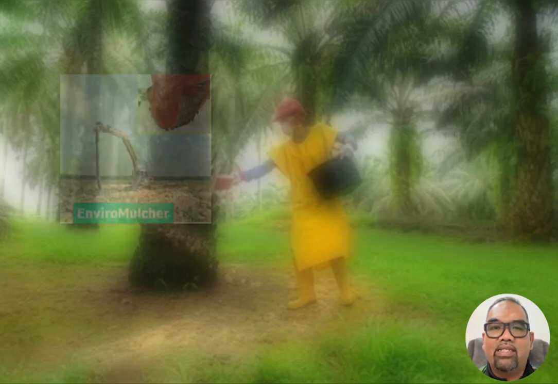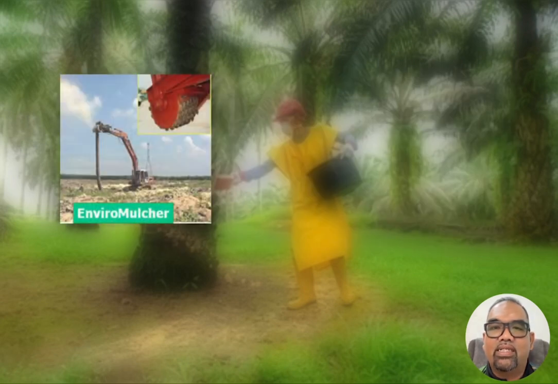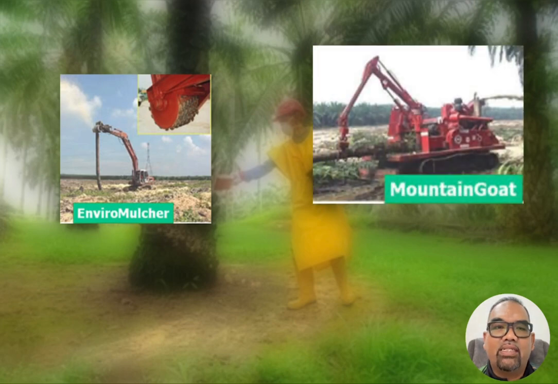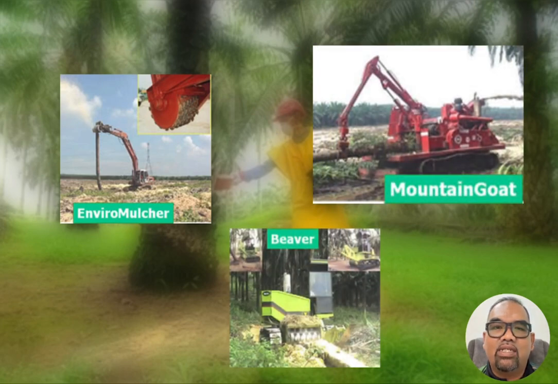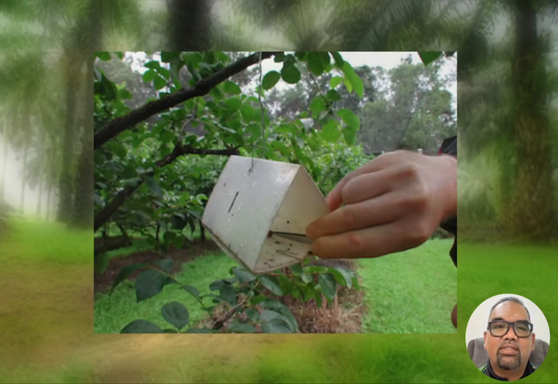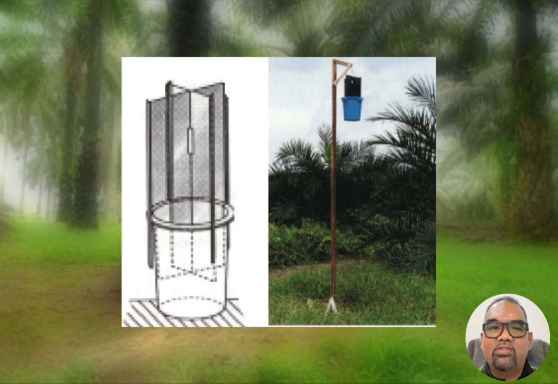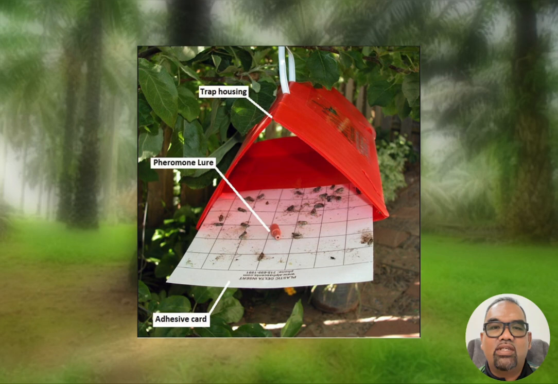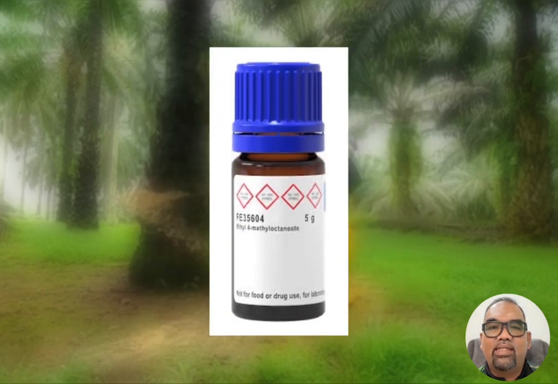Pulverization methods like the enviromarker method, the mountain goat method, and the beaver method reduce the decomposition period of felled palms, restricting breeding grounds. Trapping techniques, including mass trapping with aggregation pheromones, are also used. Pheromone traps, which utilize ethyl 4-methyloctanoate, have become popular for their efficiency and economical value.